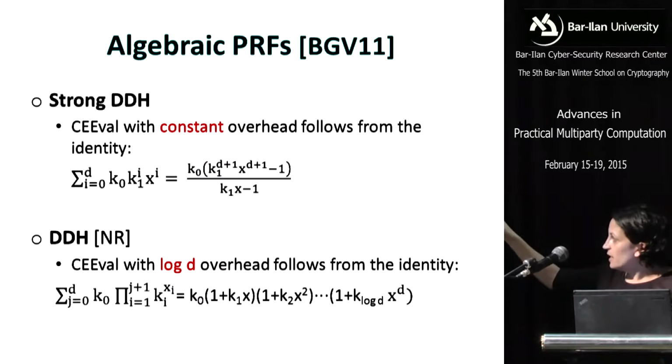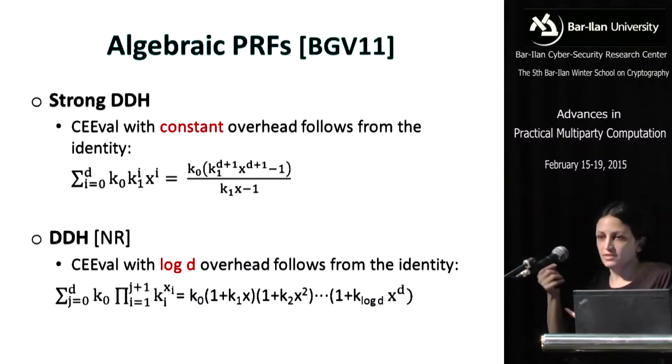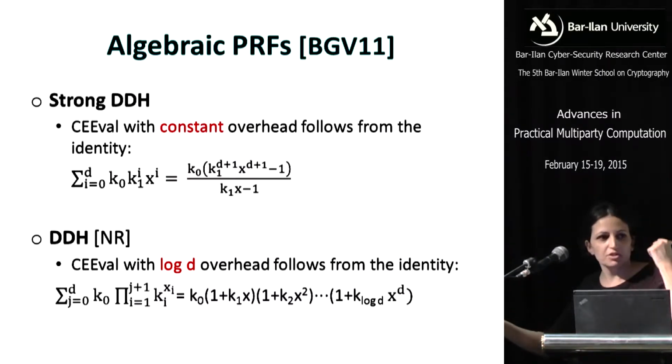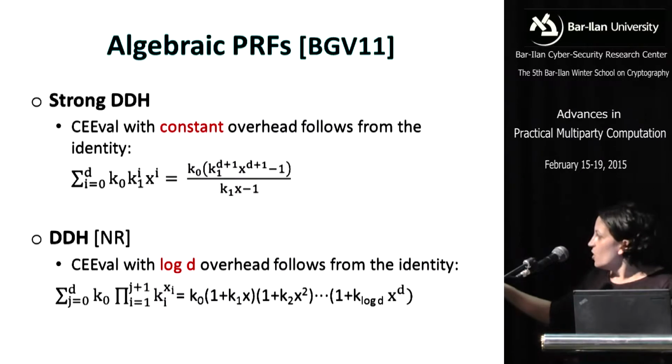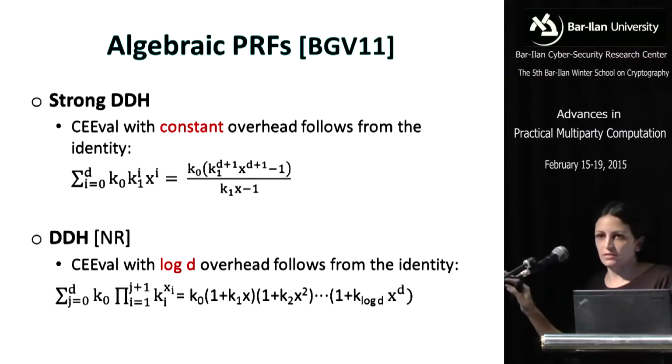So that takes a constant overhead to compute, assuming that exponentiation is done in constant time, right? The number of exponentiations is constant. And for Naor-Reingold, they actually used a formula, I think it goes back to the original paper of Naor-Reingold, where we could actually use log d exponentiations of overhead to evaluate that.